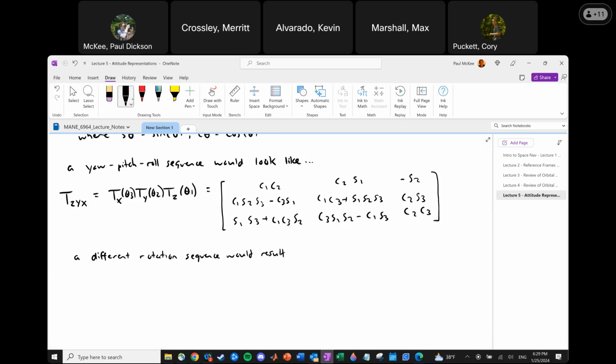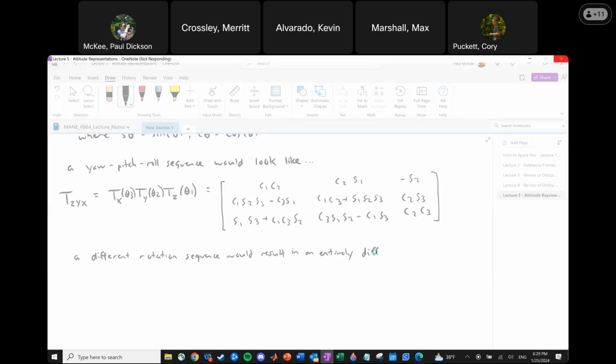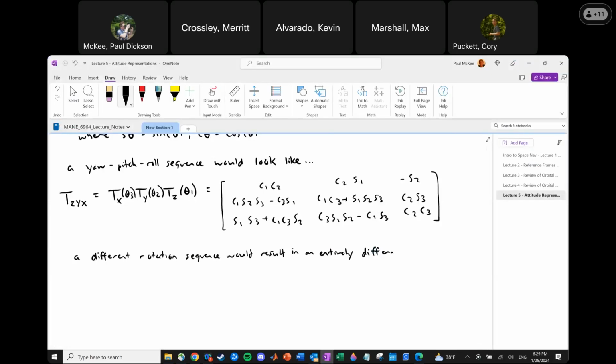A different rotation sequence would result in an entirely different matrix. There are 12 possible body rotation sequences, and there's also 12 space sequences.